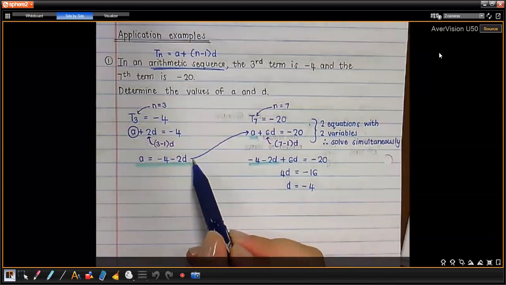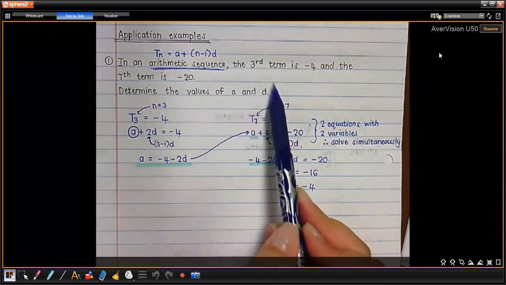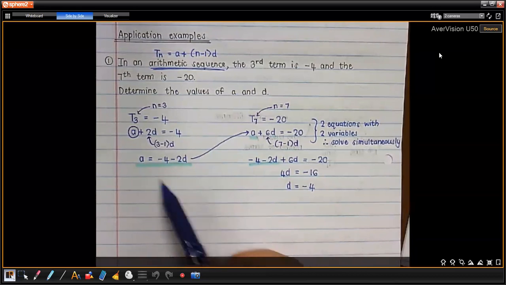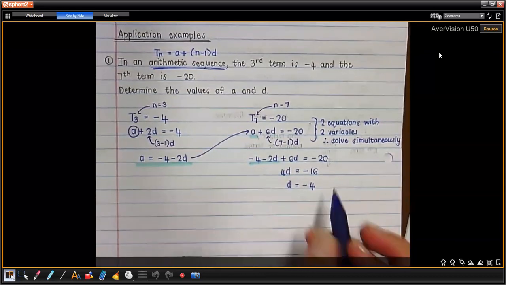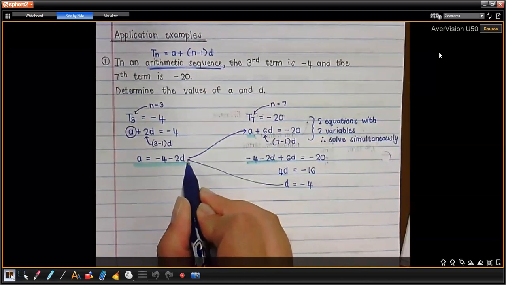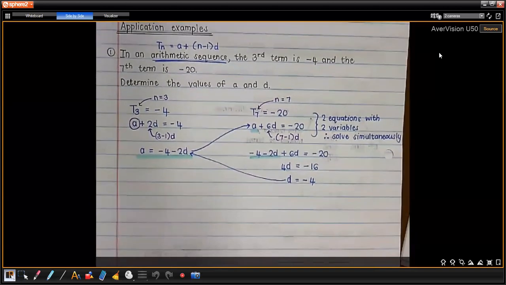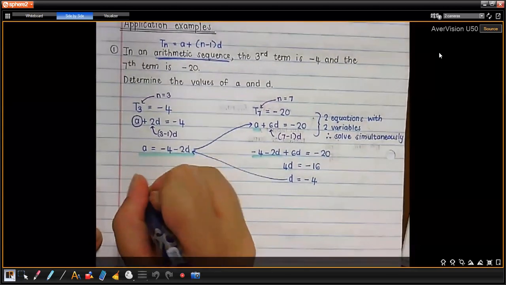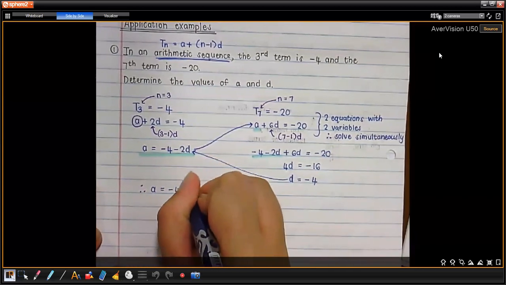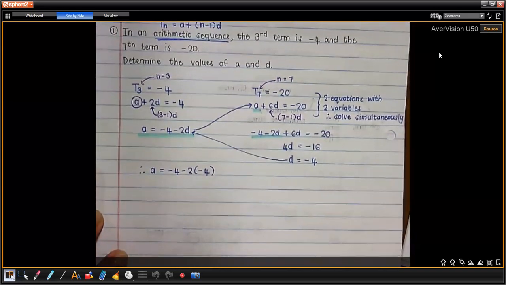All right, and now we still need to find A, because the question was asking for the values of A and B. We have D, so we need to find A. This is like a formula for A. Once we have our D value, we can sub that back into that first equation in the place of D and calculate our A value. So A is going to be negative 4 minus 2 times negative 4, because that is the B value now.